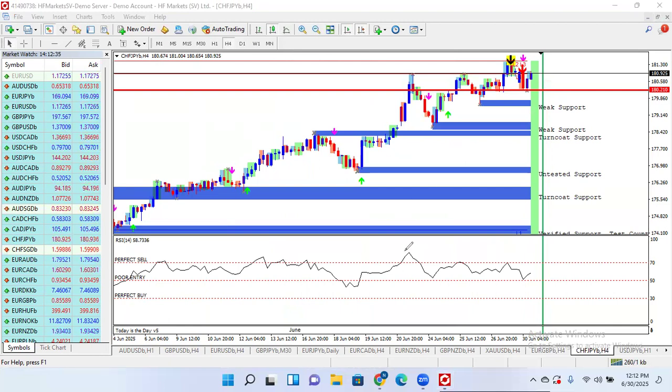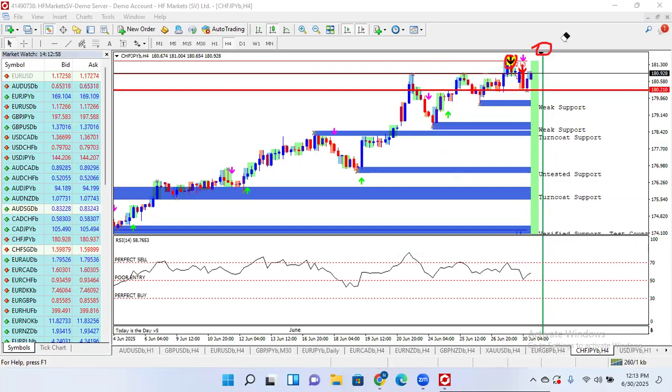This is 1. This is 2. So we're going to have the next divergence here. What is divergence? The market is making a higher price movement, and RSI is making lower price movements. That's called divergence.